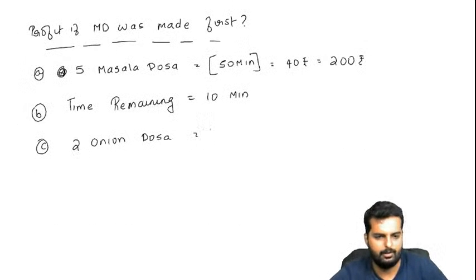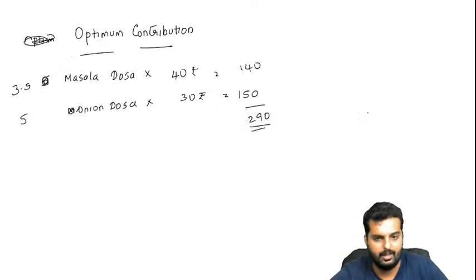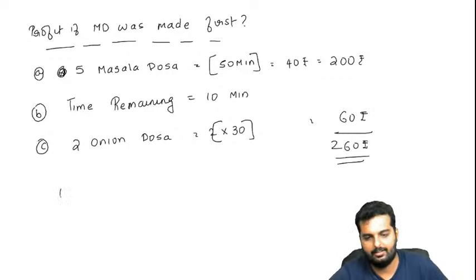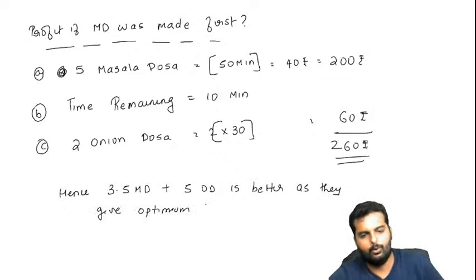Am I right? If I am making 2 onion dosa, for each onion dosa, what is the contribution? I am getting 30. I'll get how much money? 60. What will be my overall contribution? It will be 260 rupees. But when I went by 5 onion dosa and 3.5 masala dosa, my contribution was 290. Okay, hence 3.5 MD plus 5 OD is better as they give optimum contribution. This will prove everything to you. Can you write down like this in your books?